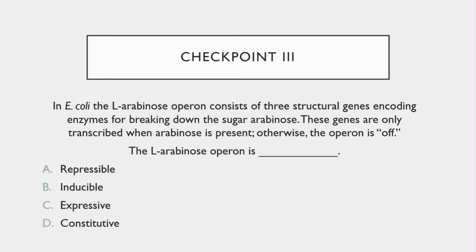Checkpoint 3. In E. coli, the L-arabinose operon consists of 3 structural genes encoding enzymes for breaking down the sugar arabinose. These genes are only transcribed when arabinose is present. Otherwise, the operon is off. The L-arabinose operon is blank.